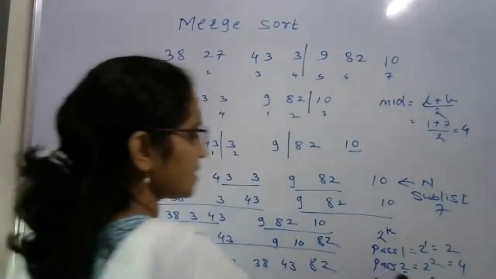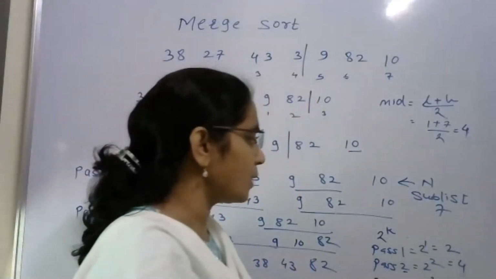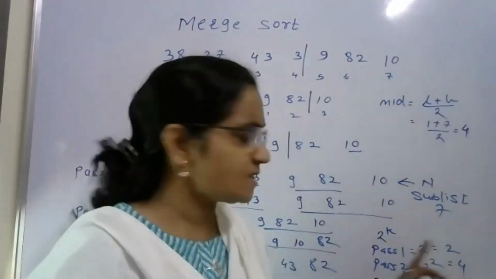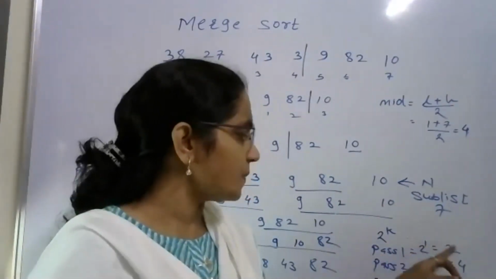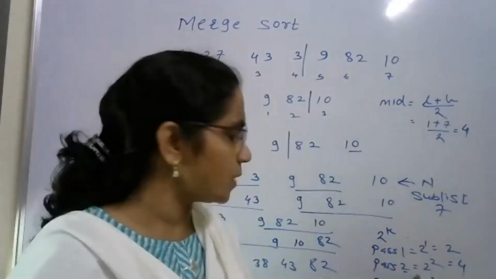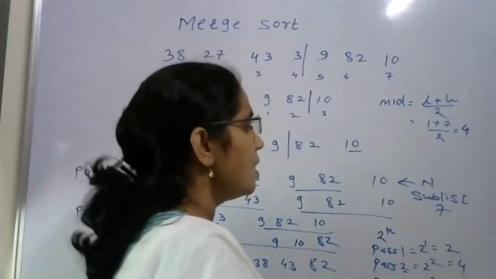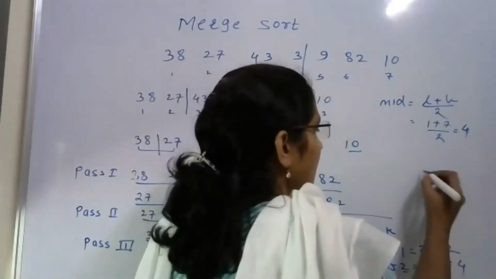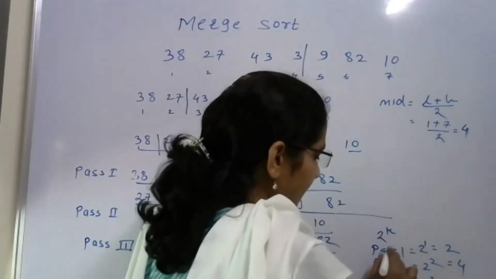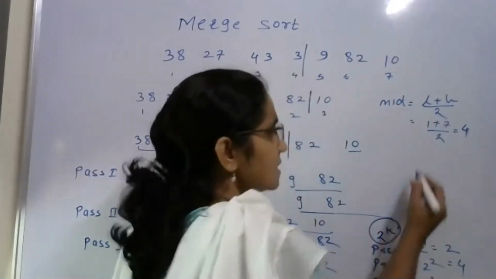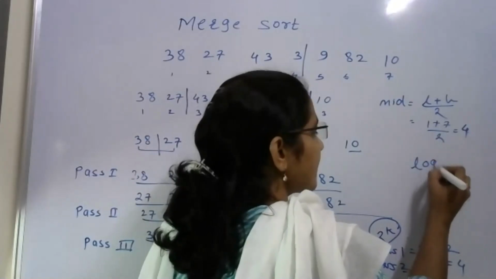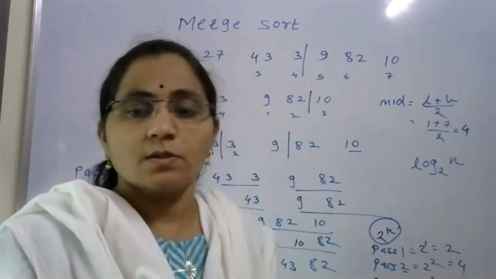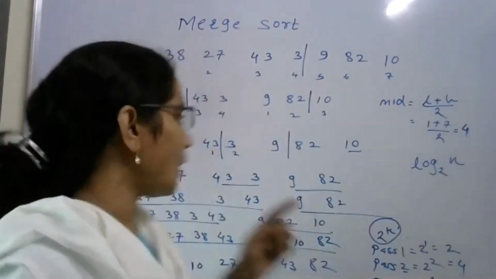The complexity of merge sort: in each and every pass you require 2 raised to k elements. That means at pass 1 you have 2 raised to 1, meaning 2 elements. In pass 2 you have 2 raised to 2, meaning 4 elements. So the number of comparisons: each pass consists of 2 raised to k elements, which means the passes require log n to the base 2, and for each pass there are n comparisons.